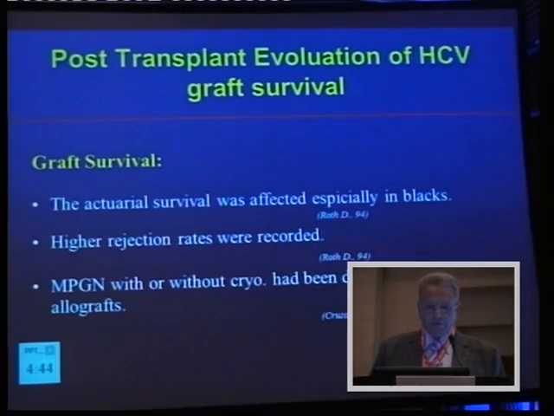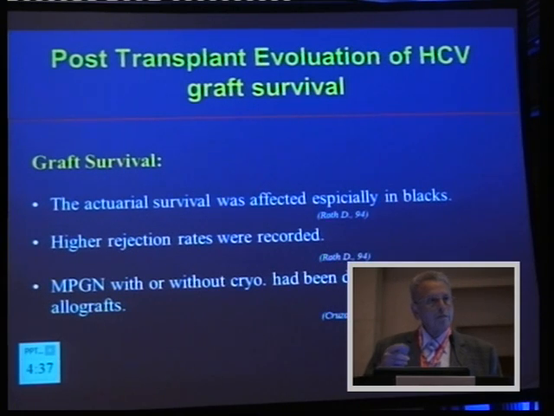What about the graft survival? It is affected especially in blacks. Higher rejection episodes had been reported, but not in all studies. Mesangial proliferative glomerulonephritis with or without cryoglobulins had been described in the renal allografts.